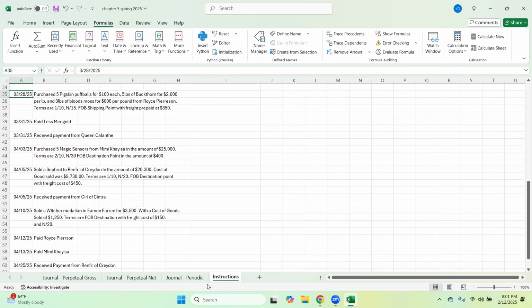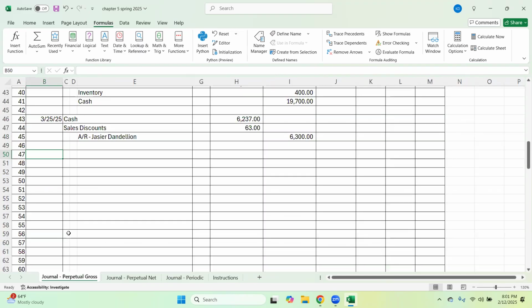The terms are 1/10 net 15 FOB shipping point with freight. Freight was prepaid at $350. Okay, I'm gonna have to do some calculating, so I'm gonna be going back and forth with this. Okay, we know this is 328.